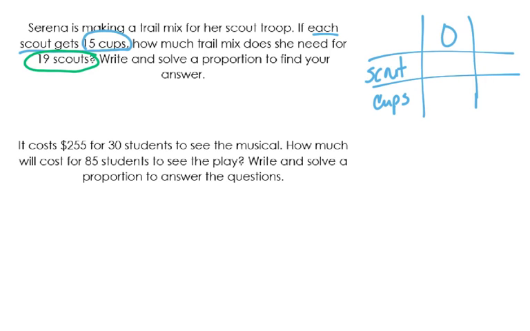Here I'm going to have an original and a new amount. The original is what the story tells me. The story tells me each scout gets 15 cups, so one scout is going to get 15 cups. The new is what you're looking for. I'm looking for how many cups I would need for 19 scouts. Here again, you just cross multiply. So 15 times 19 gives you 285. Then you would divide by the 1, which leaves you with 285. So that would be your answer.